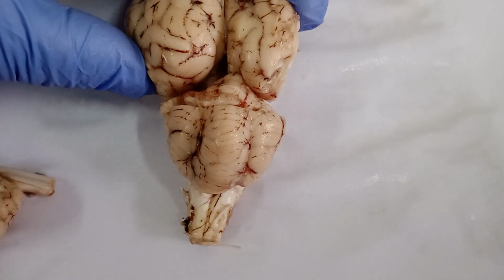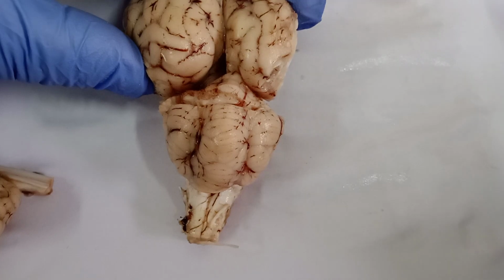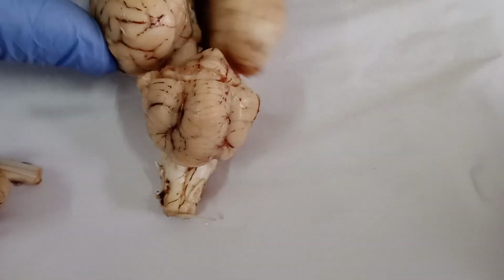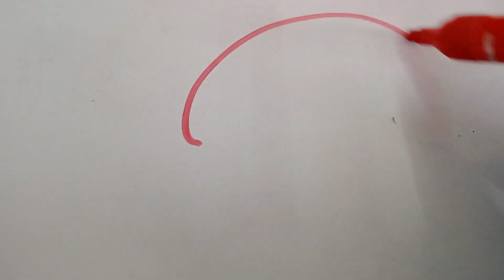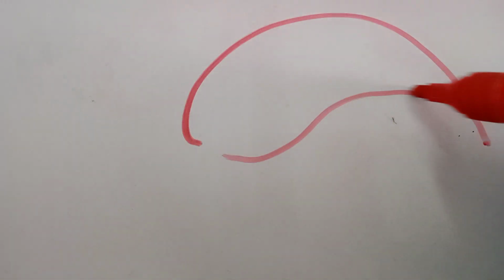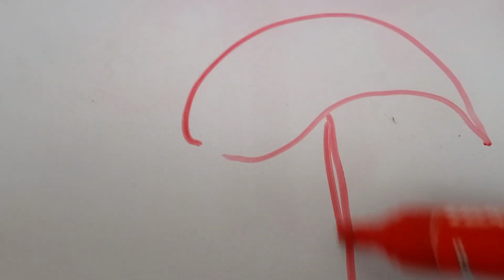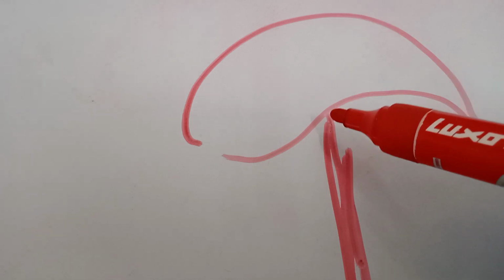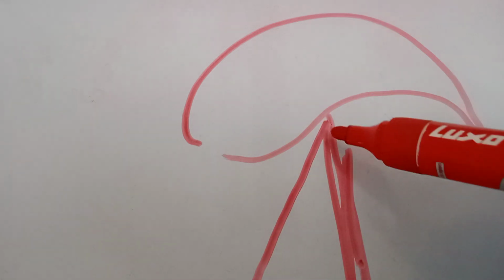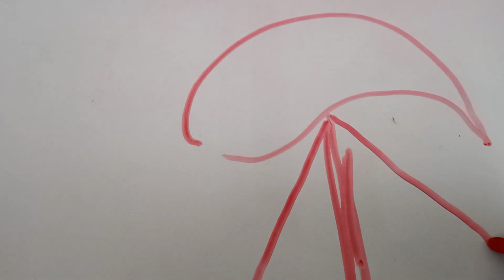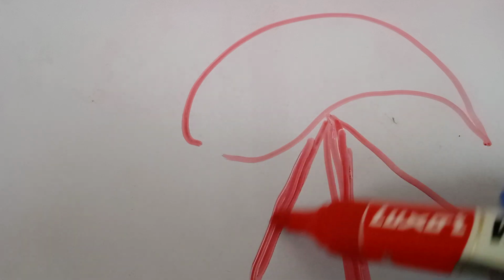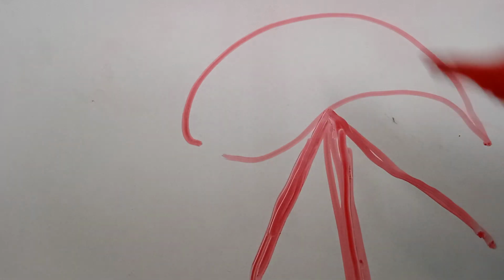Now you can compare this cerebellum with a mushroom. If you have seen a mushroom, it has an upper cap, and then it has a stem. So you can compare the cerebellum with a mushroom, but here there is not one stem. The stems are three in number in the cerebellum. So there will be three stems, what we call cerebellar peduncles. So three stems with a cap.